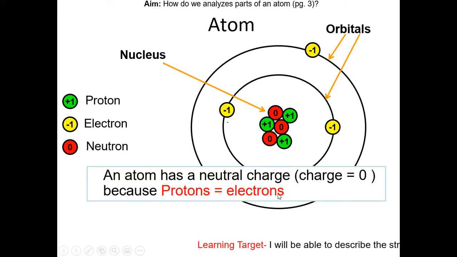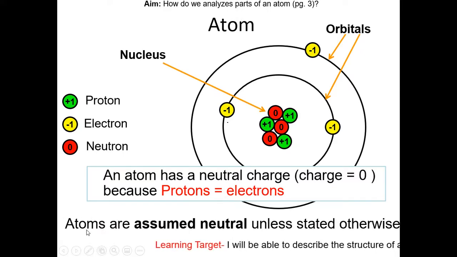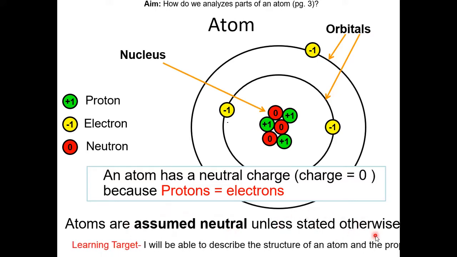number of electrons. So in general, this includes the regions, atoms are assumed neutral unless stated otherwise, right? That means atoms have protons equal to electrons, right? They're assumed to be neutral.